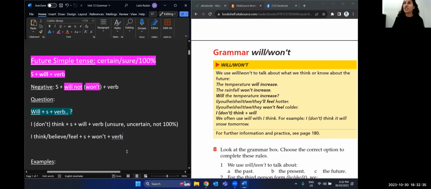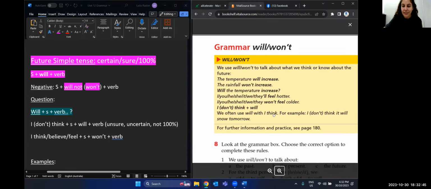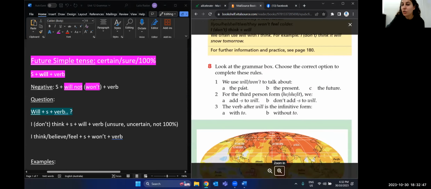So you've got the future, we're using it to talk about actions which are going to happen in the future. They're not happening now, but they're going to happen in the future. So let's look at the grammar box. We use will or won't to talk about the past, present, or future.